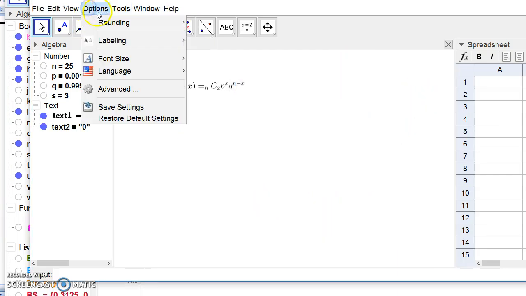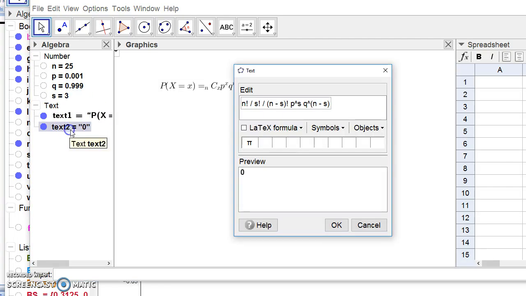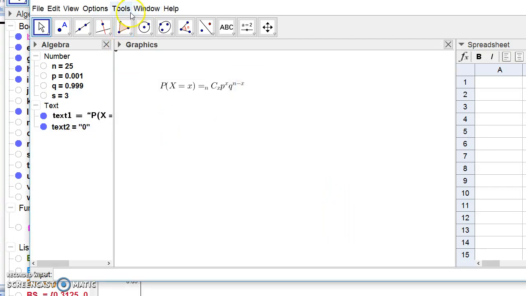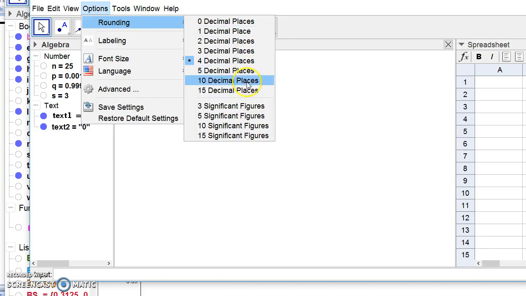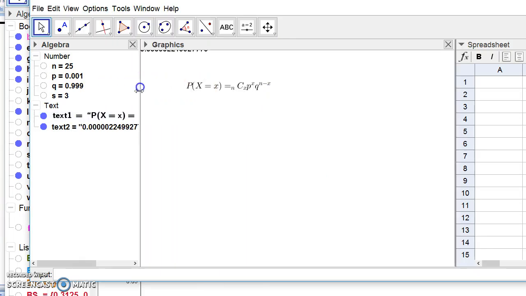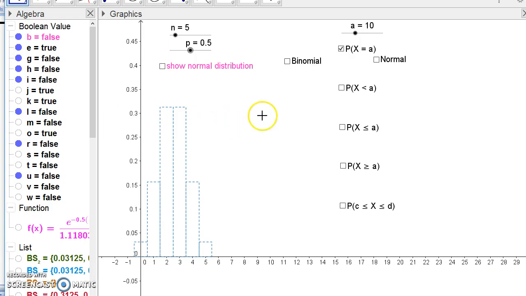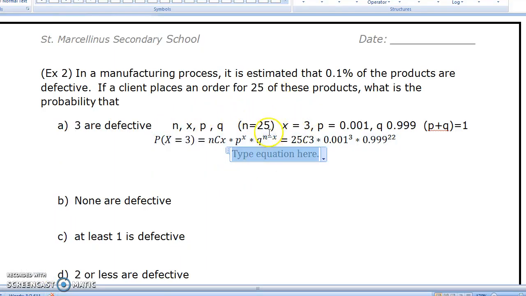GeoGebra is giving us a value of 0 for this. This is because, again, rounding wise, it's a bit small. Probability is 0.0000225. So extraordinarily small. And that should make sense to us because we're looking here, remember, at the probability that 3 parts are defective.